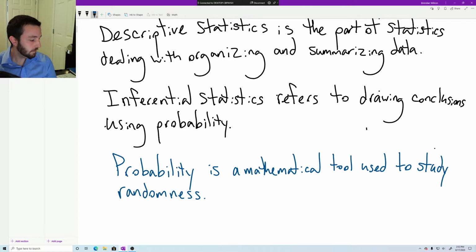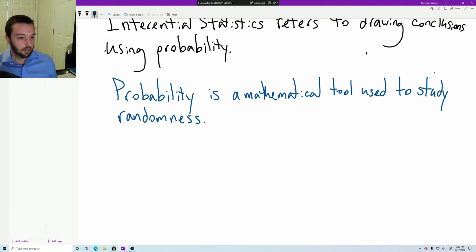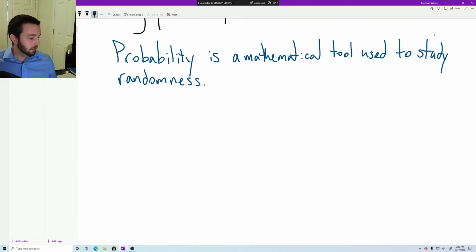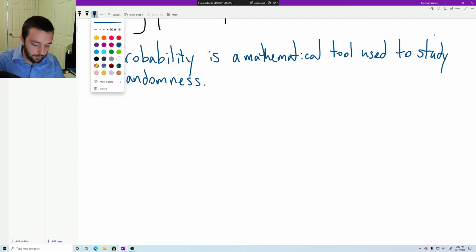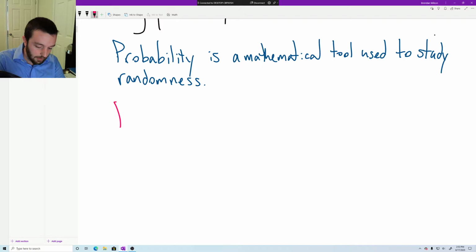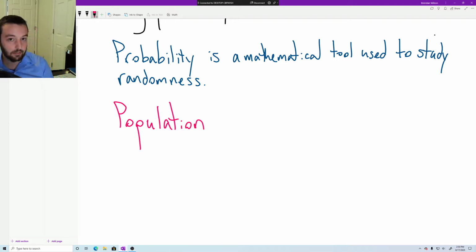Okay. All right, so let's look at some of the key terms. In the book, there's a section called key terms, and there's a lot of terms here that are all going to be very important to us. So let's just go down the list here. Okay. Let's start with a population. Okay.